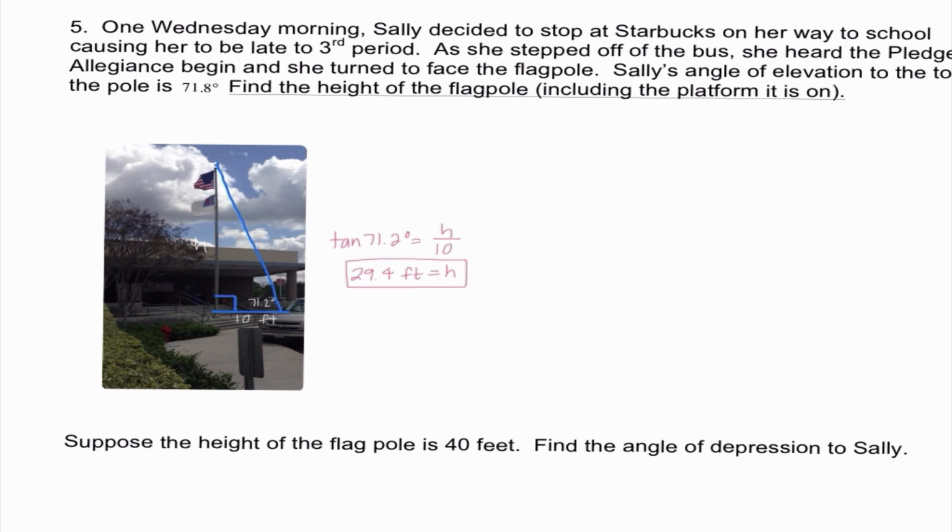Our follow-up question here says, suppose the height of the flagpole is 40 feet, find the angle of depression to Sally. I'm not going to go through the whole question, but I definitely want to show us where the angle of elevation would be. So if I was going through this, we've learned an angle of depression goes out and down. So this angle right here would be our angle of depression.